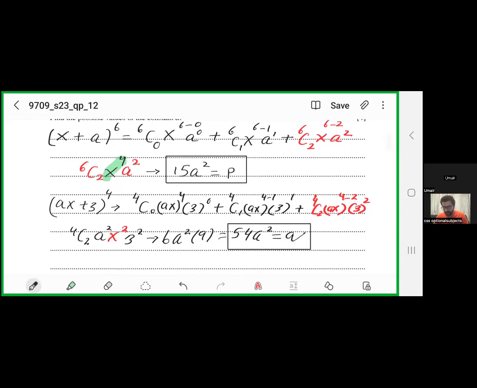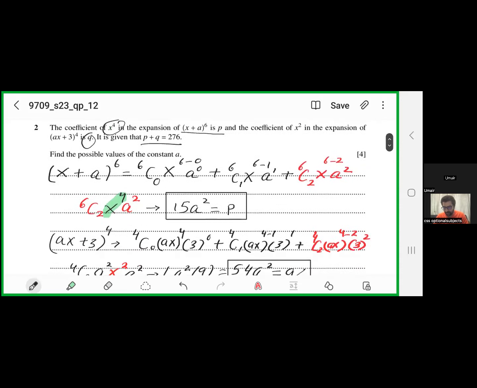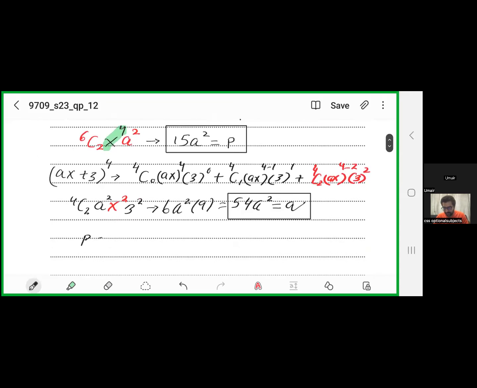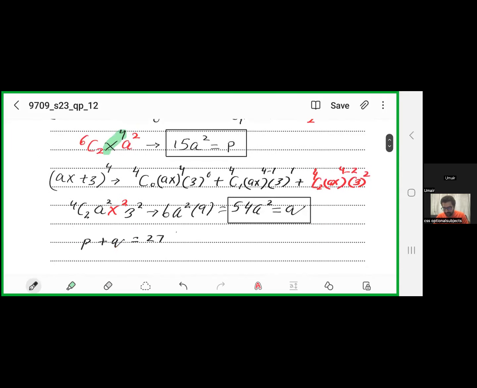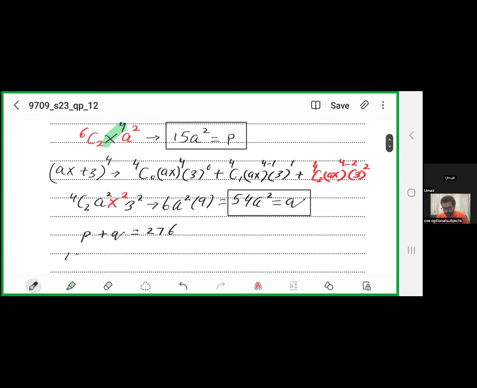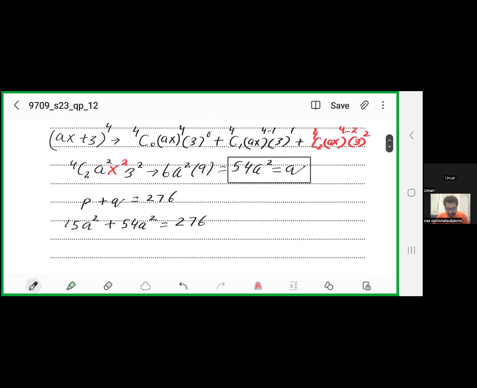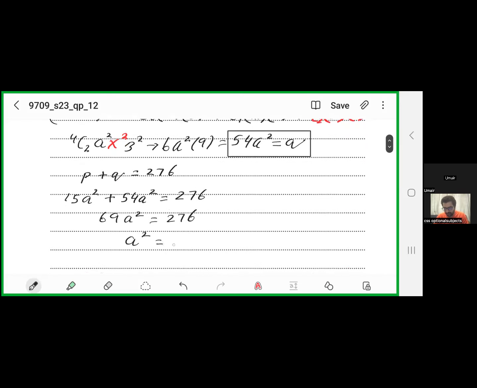Now what they have given us, they say that p plus q is equal to 276. Write down the condition: p plus q is equal to 276. p is 15 a square, q is 54 a square, that is equal to 276. Add both of them, 15 plus 54, 69. a square is equal to 276. From here you can get the value of a square. 276 over 69.